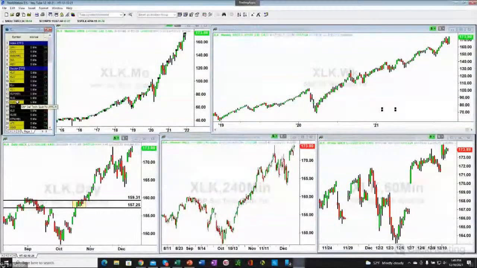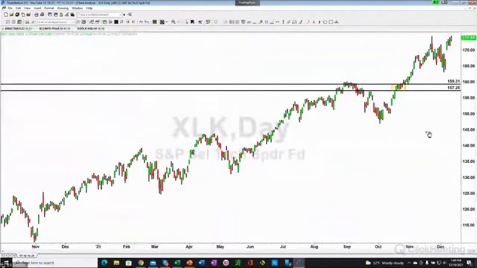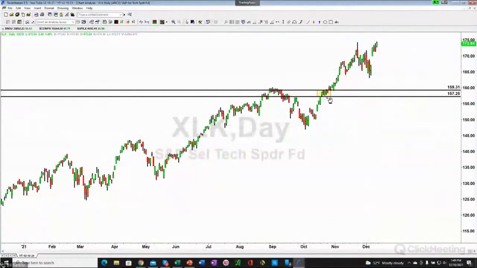XLK is very similar to the Qs. The chart looks a little bit different, but there's a lot of overlap between the companies that we see in the Qs and XLK. It's just a different manager of the fund, of the ETF. And looking at an opportunity here at 159 to 157.